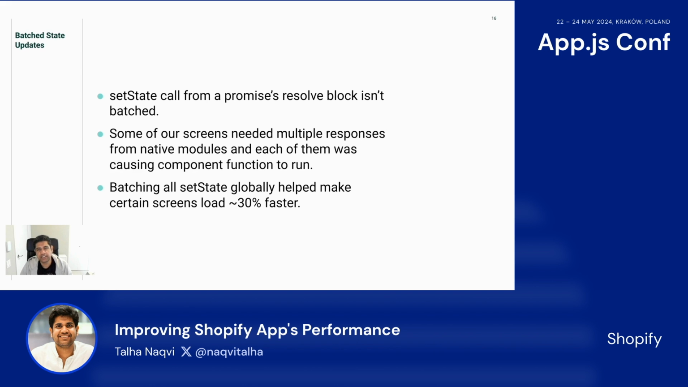And whenever this native module would resolve, some set state was triggered, and this set state was causing many component functions to just run again. And it was honestly, in some cases, just out of control in terms of the number of updates it was triggering. So we came up with a way to just batch all of these set states globally by default, and it made our screen load almost 30% faster.